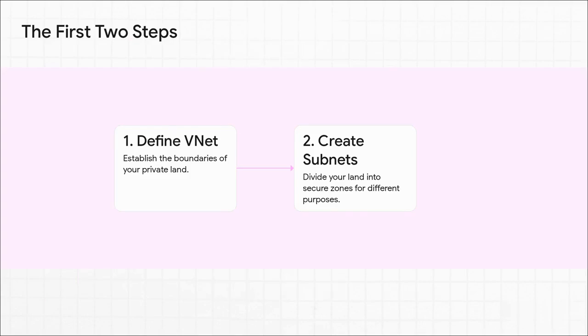And getting started is actually pretty simple. First, you define your VNet. That's kind of like drawing the property lines for your fortress. Then you create subnets. And this is where you divide your land into specific zones, right? You've got your courtyard, your barracks, maybe the treasury. Each one of these zones can have its very own set of security rules.